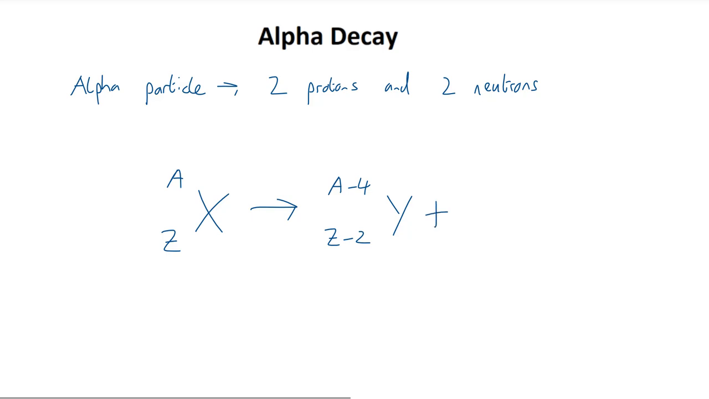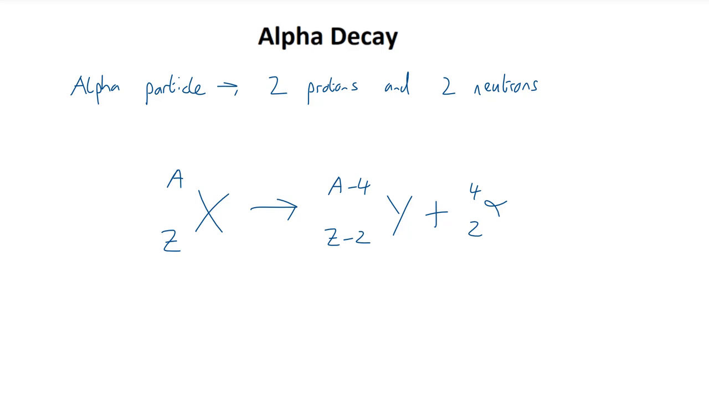As an alpha particle has 2 protons, its Z is simply going to be 2, and its mass number will be 4. 4 again because it has 2 protons and 2 neutrons. Finally, as it is an alpha particle, we use the Greek letter alpha to represent it.